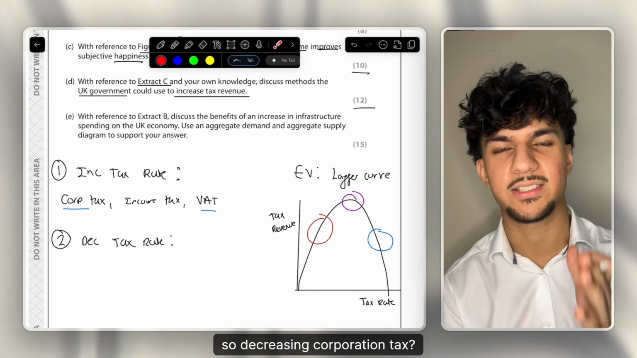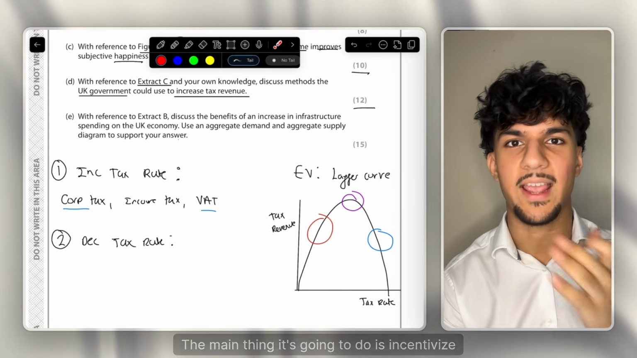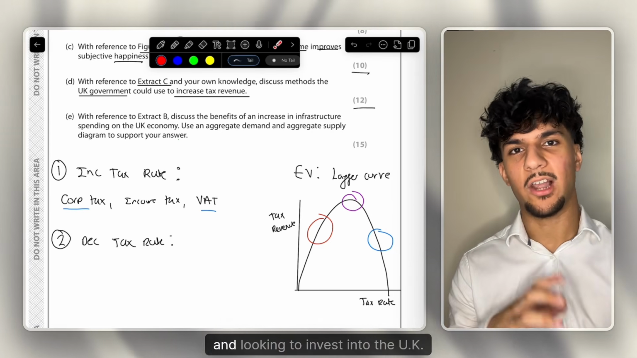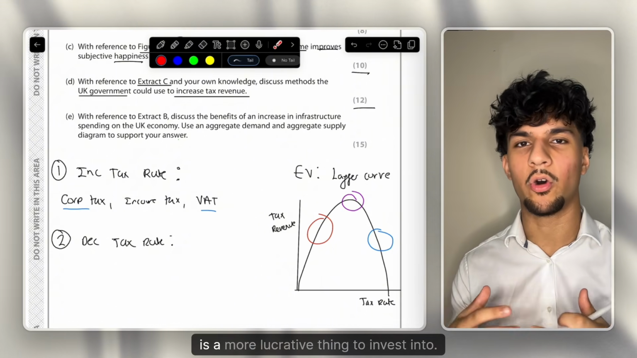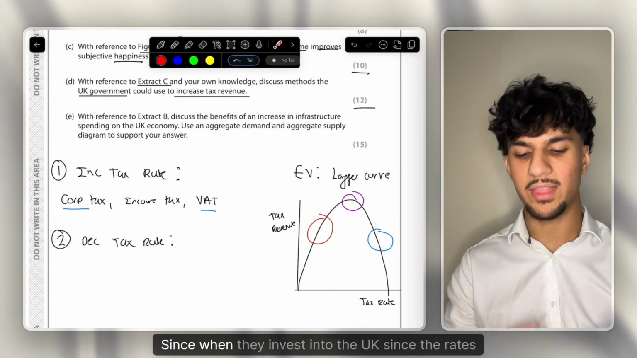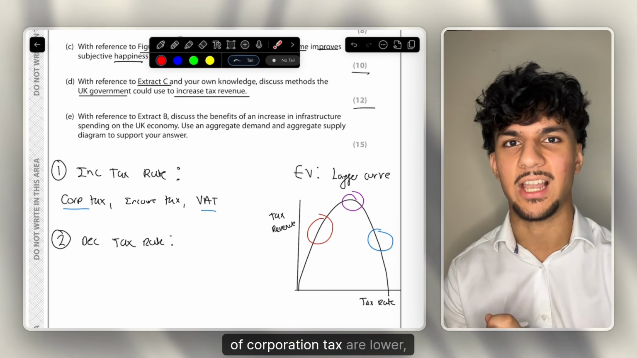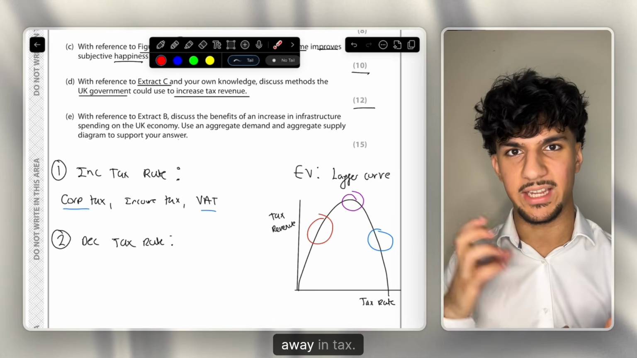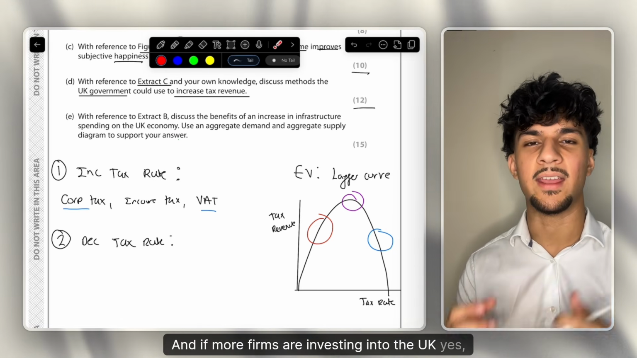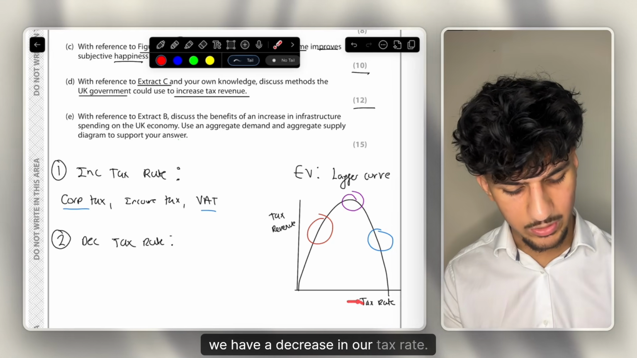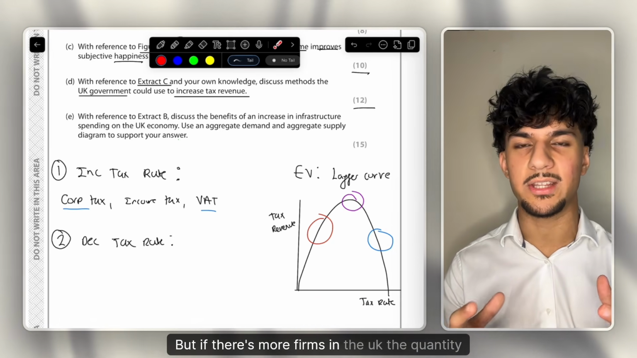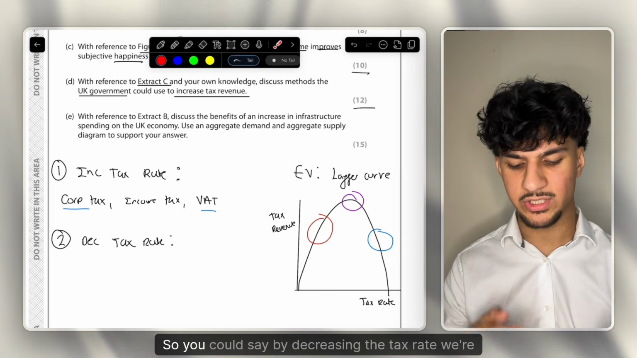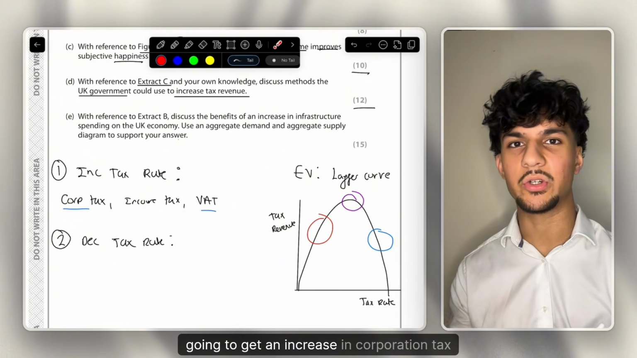So decreasing corporation tax, the main thing it's going to do is incentivize FDI, incentivize foreign firms. Why? Since if foreign firms are looking to invest into the UK, it is a more lucrative thing to invest into. Why? Since when they invest into the UK, since the rates of corporation tax are lower, it means they will make more profit, since less of their profit is being taken away in tax. And if more firms are investing into the UK, yes, we have a decrease in our tax rate, but the quantity of firms will mean that we're actually making more tax revenue. So you could say by decreasing the tax rate, we're going to get an increase in corporation tax revenue.